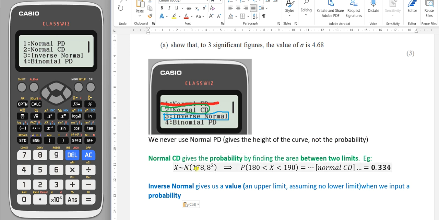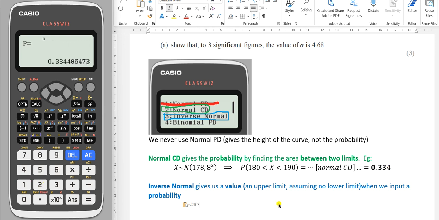So for instance, if you had the average height of males 178 centimeters with a standard deviation of 8, you could work out the probability of a randomly selected adult male being between 180 and 190 centimeters. You would use normal CD. You put in your lower limit of 180, your upper limit of 190. Your standard deviation comes first. Be careful with that. Don't put in 178 before the 8. And the 178 is the mean, mu, and out pops your probability.